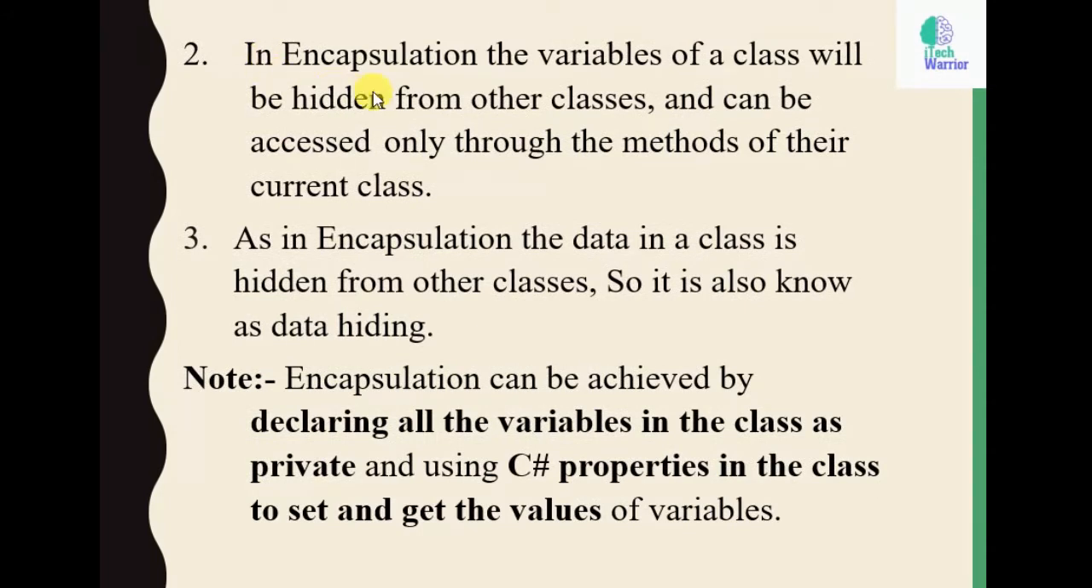In encapsulation, the variables of a class will be hidden from other classes and can be accessed only through the methods of their current class. As in encapsulation, the data in a class is hidden from other classes, so it is also known as data hiding. And how to achieve encapsulation?